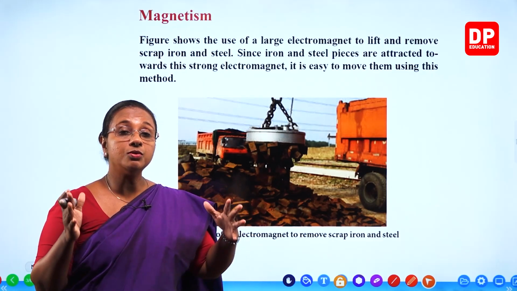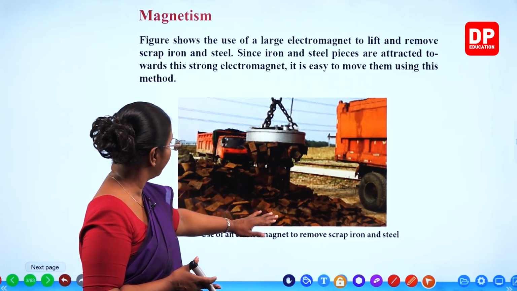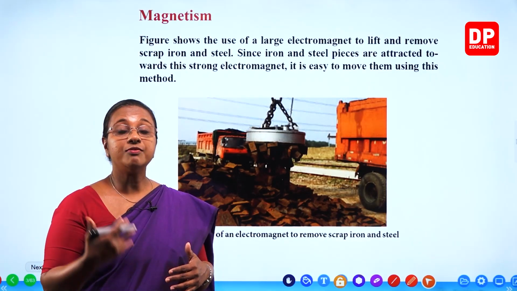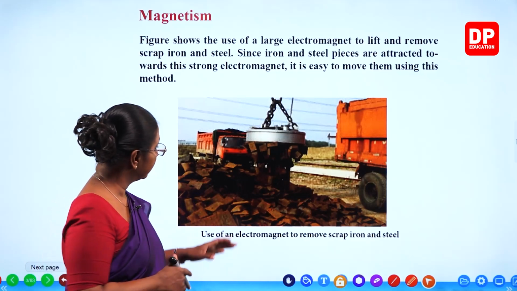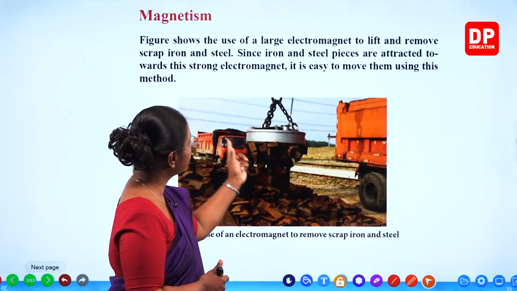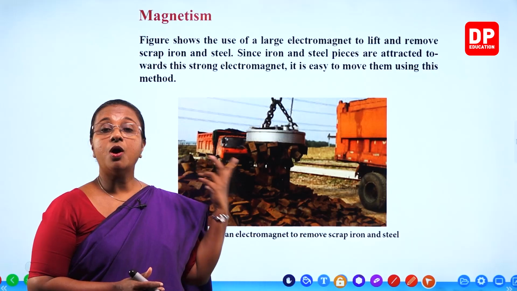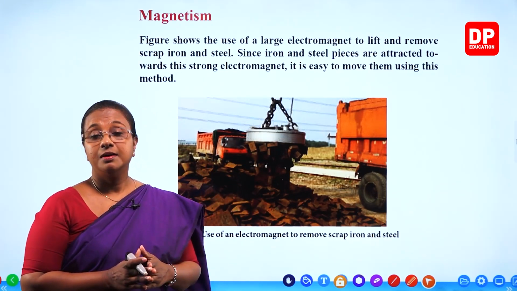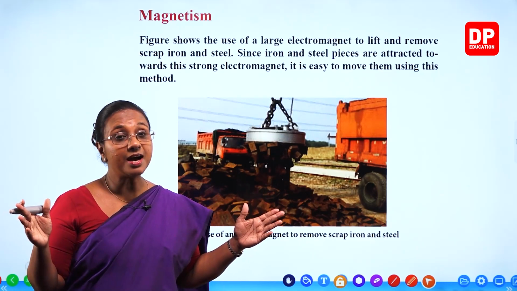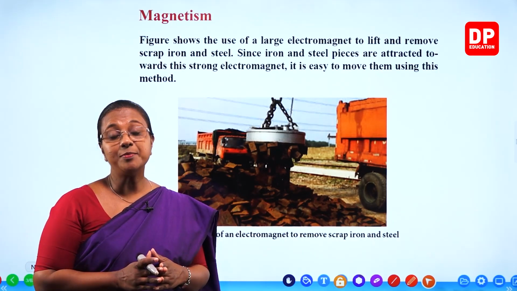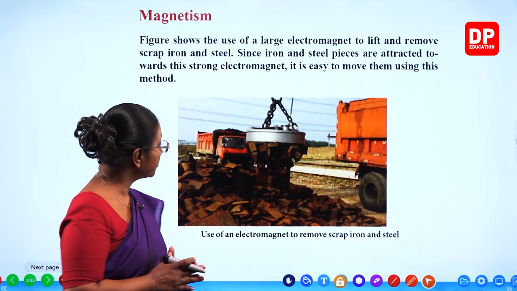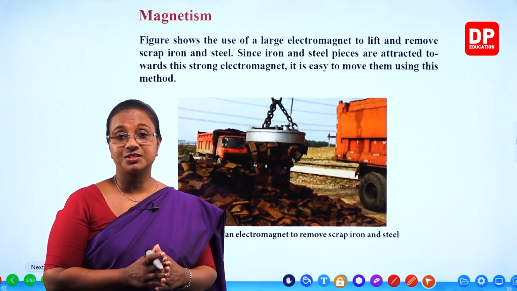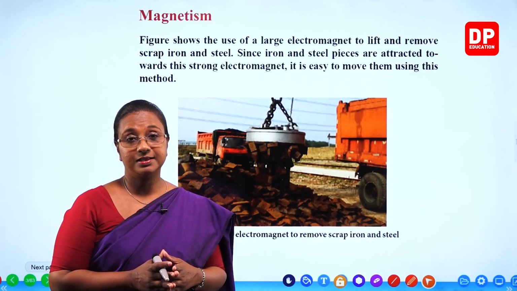Now if you want to load all these iron from the ground to these transporting trucks, it needs a lot of man labor. But here you can see in this picture a large steel or iron disc-like structure that has attracted the pieces of iron. These are very large pieces of iron. How is that possible? It is possible because this particular steel disc-like structure is an electromagnet.